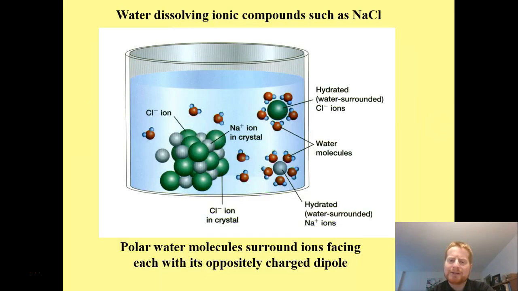So let's take a look at how this happens, because it's going to happen differently for different types of compounds. So for an ionic compound, any kind of soluble ionic compound, so in other words an ionic compound that does dissolve in water, it's going to happen this specific way. So let's take a look at how that actually happens.